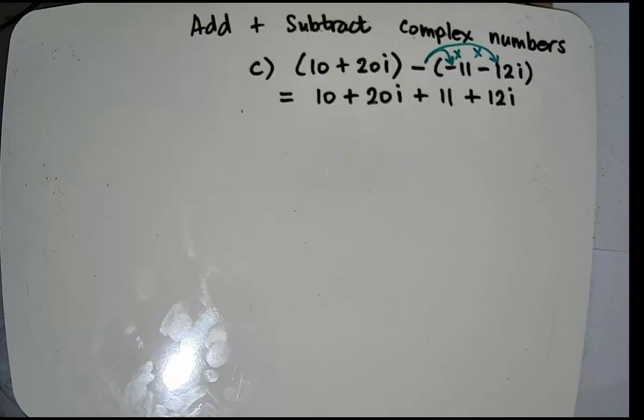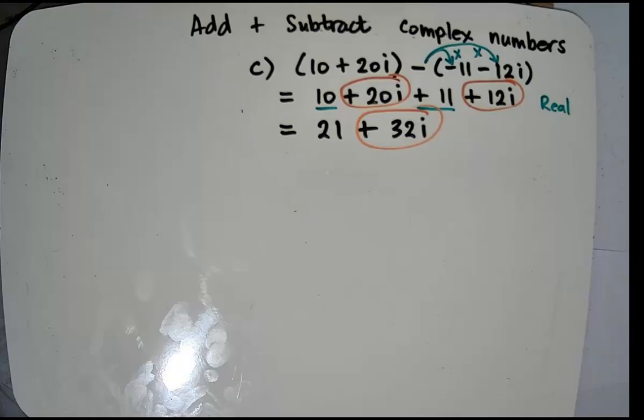Right? The next step will be to underline or to acknowledge which are the real part and which is the imaginary part. So that's our real, we'll get 21. Our imaginary part, we will get 32. So 20 plus 12 is 32. That's our answer. So the orange is imaginary.